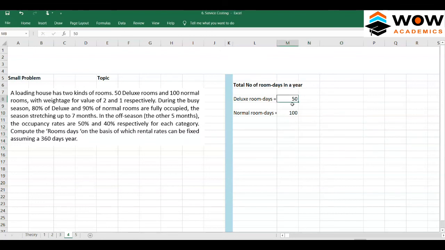So in terms of room days, it is going to be to weight. So we got these. In terms of weight, the normal room is just one weightage.